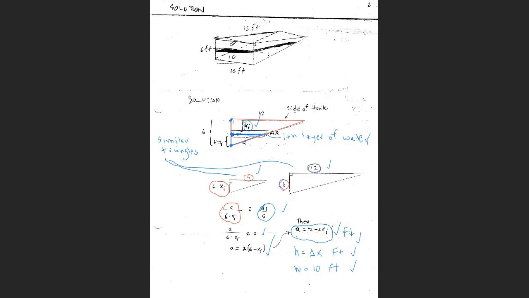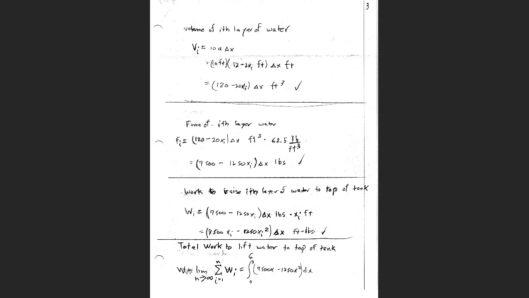All right, let's go to the next page. So now we're going to find the volume of the ith layer of water. The volume of the ith layer of water is 10 times A times delta x. And if you don't mind, I'm going to write 10 as 10 feet. A is, of course, 12 minus 2 xi feet. And then we have delta x feet. And that's going to get me 120 minus 20 xi times delta x cubic feet. I think the units are helpful because they guide you in terms of, hey, am I approaching this problem the right way?